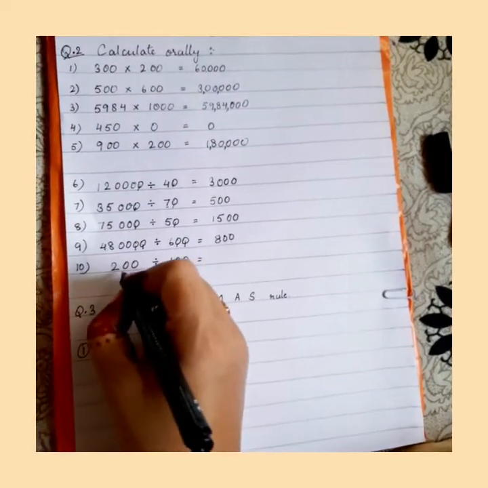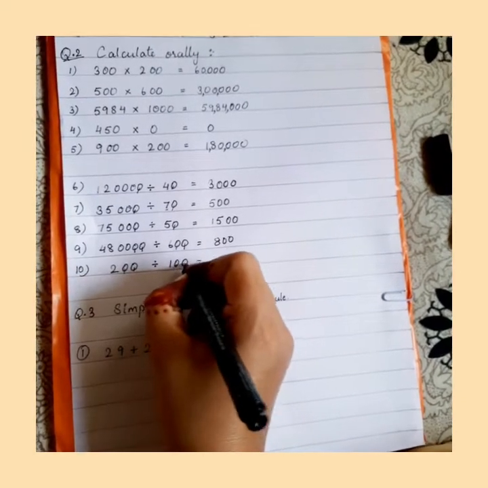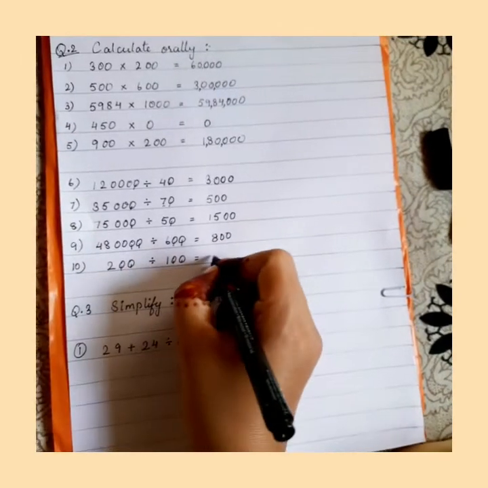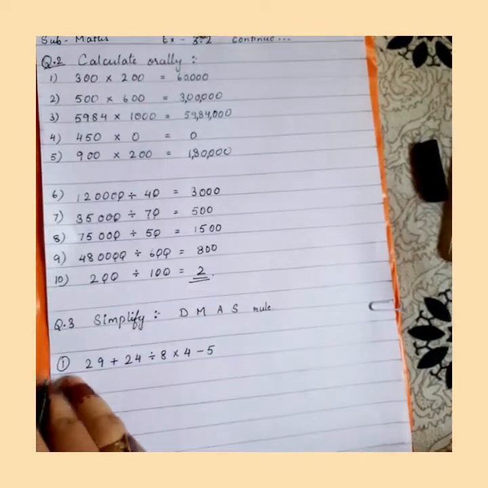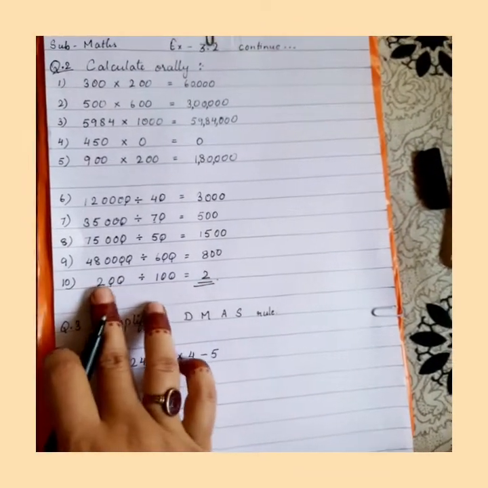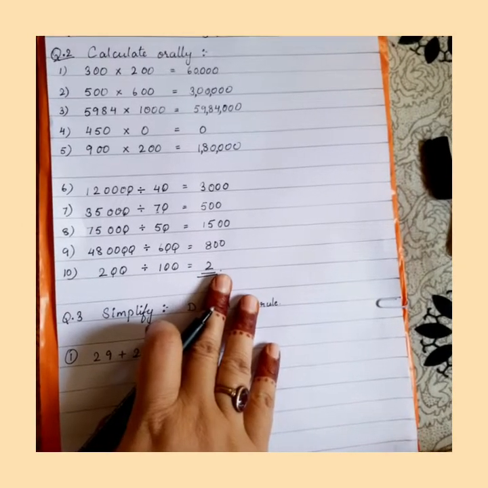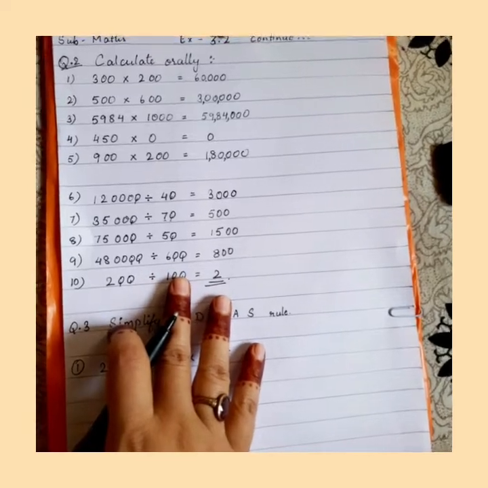Now again, 200 divided by 100. Zeros to zeros will be cancelled and 1 2s are 2. So the answer will be only 2, nothing else. No zeros are remaining here, right? So I will write only 2. Okay. So I hope this is clear to you all and you can do it on your own.